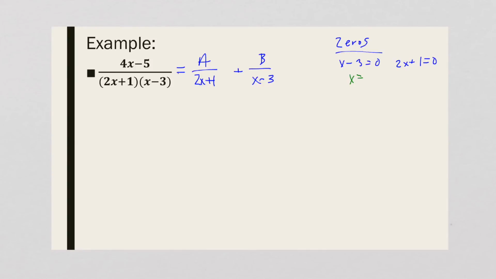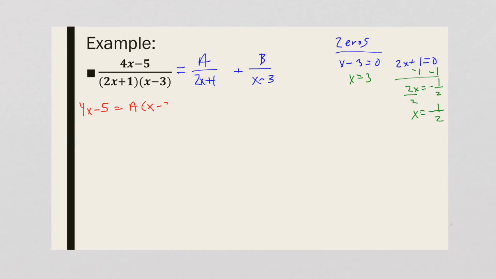We're going to end up with x equals 3. Here we have to take away our 1. 2x equals negative 1. Divide. And I get a negative 1/2. So now I got a little fraction action to deal with. Not a big deal. We still solve everything just the same.